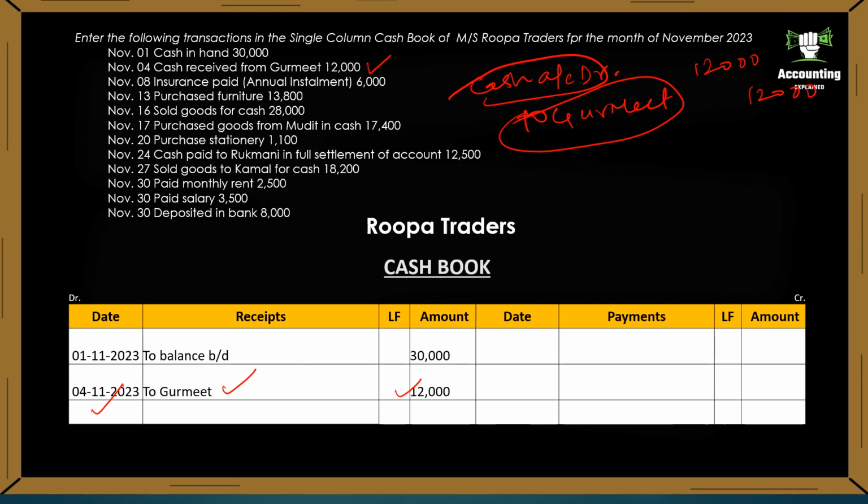Another easier way to write: cash receipt from Gurmeet means your receipt is increasing. Another name for receipt is income. Your income is increasing. When the income increases, you have to write on the debit side, that is on the receipt side. So when you write on the receipt side, it will start with 'To'. To Gurmeet 12,000, directly you can write.